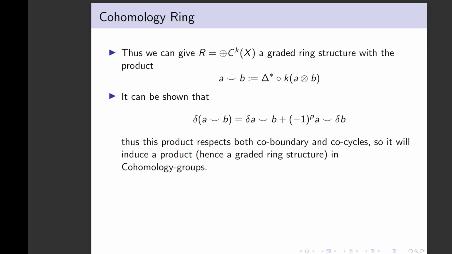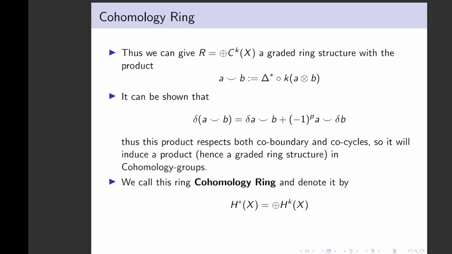Okay, so this gives us a graded ring structure for this cochain complex, and it can be shown that if I apply the differential to the product, it will split like this. This is what we call the Leibniz formula. From here we can see that it respects both the boundary and coboundary. So we can define this product on the cohomology groups. The direct sum of the cohomology groups we call the cohomology ring, and this product again gives a graded ring structure here.